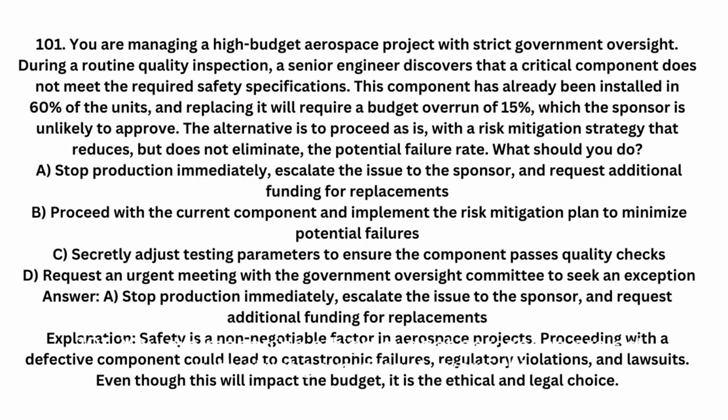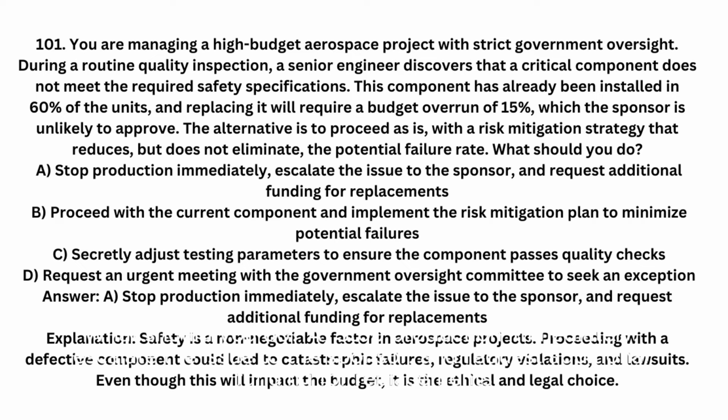101. You are managing a high-budget aerospace project with strict government oversight. During a routine quality inspection, a senior engineer discovers that a critical component does not meet the required safety specifications. This component has already been installed in 60% of the units, and replacing it will require a budget overrun of 15%, which the sponsor is unlikely to approve. The alternative is to proceed as is, with a risk mitigation strategy that reduces, but does not eliminate, the potential failure rate. What should you do?